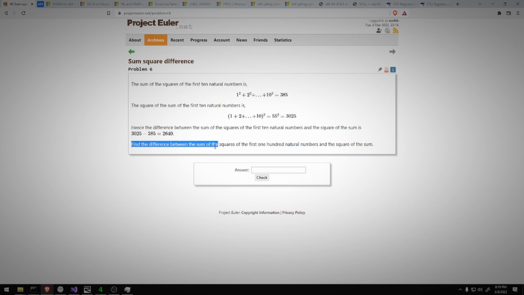Find the difference between the sum of the squares of the first 100 natural numbers and the square of the sum. So we're doing the same thing, finding the absolute value of the difference between these two expressions for the first 100 natural numbers.